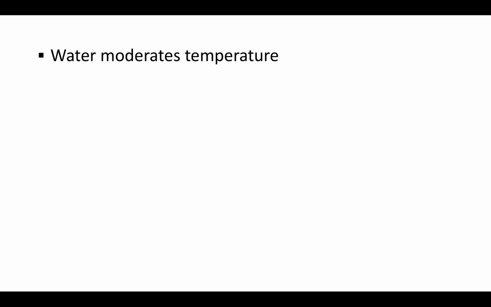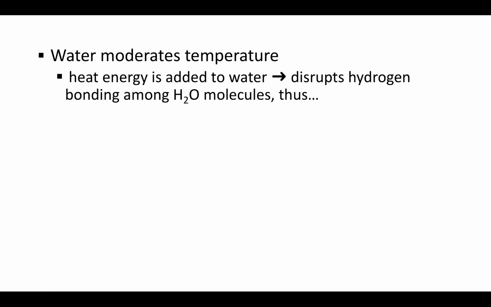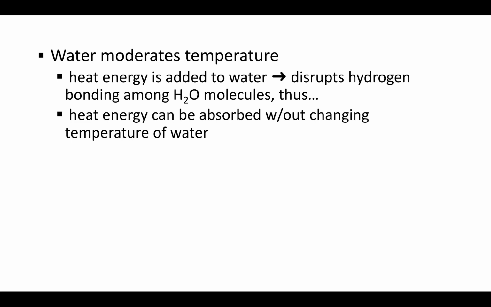Okay, water also has the ability to moderate temperature. And what I mean by moderate is basically it makes it less extreme. So when you add heat energy to water, what it does is it disrupts the hydrogen bonding between the water molecules. So it's disrupting the bonding between the hydrogen and the oxygen between water molecules. And so that heat energy can be absorbed without changing the temperature of the water. Because that heat energy can be absorbed, the temperature of the water is not going to change.